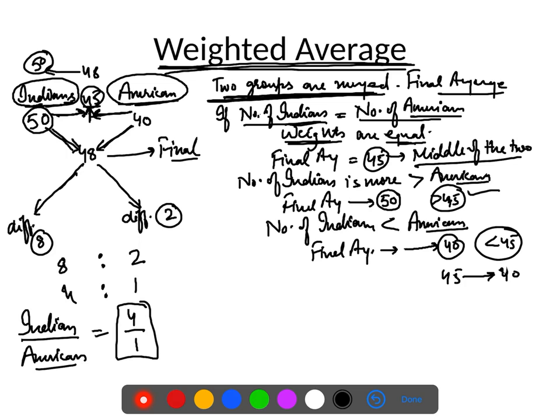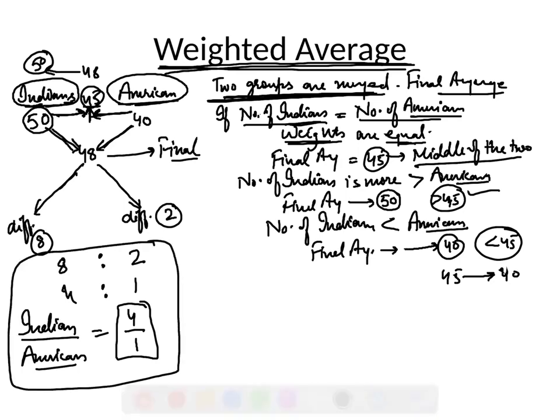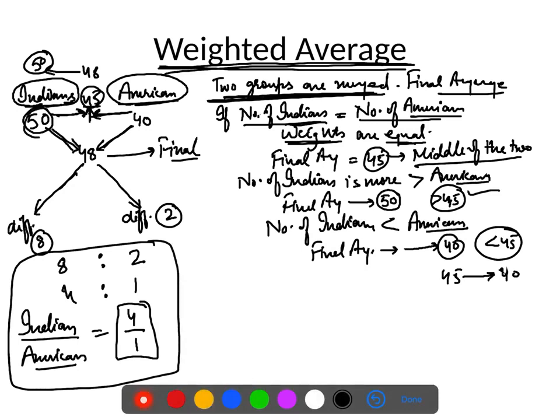The number of Indians was not equal to the number of Americans, we knew that. But can we actually know what the ratio is? Yes, we can by this method. Write the individual numbers here, 50 and 40, and the final number in the middle. Make a cross, take the differences. That's it. That's all we need to do.